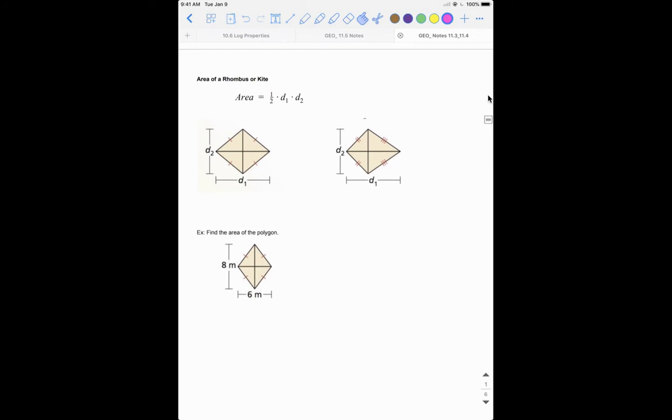Kites and rhombuses, right? So we talked about these earlier in the year. We have our rhombus here. Right, looks similar to a square, not exactly, but we have all 4 sides are the same. Here we have our kite. Right, notice now we have 2 pairs of sides that are the same.